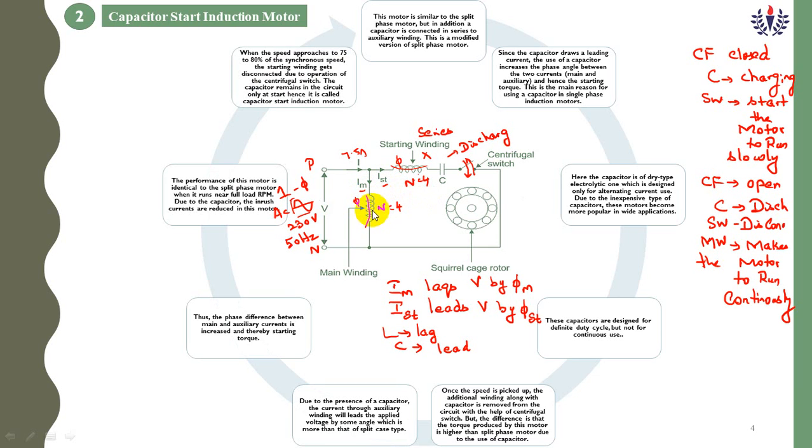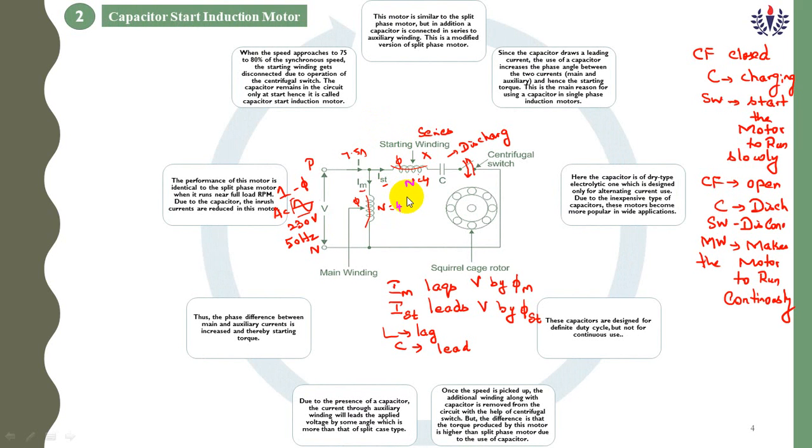These are the steps. When the speed of the motor reaches 75 to 80 percent of synchronous speed, the starting winding should be disconnected. To disconnect it, we have to open the centrifugal switch. So what is the main purpose of this capacitor? The capacitor is used only for starting purpose. For running purpose we use only the main winding. Do you understand my point? Is the operation understandable? Any doubts?